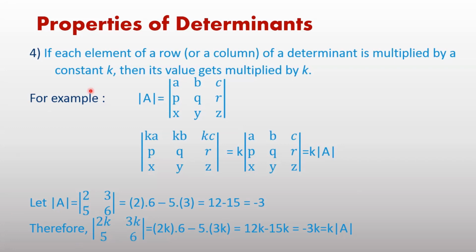It means any row: it may be the first row, second row, third row, first column, second column or third column. You can multiply by any number in any row or any column, or you can also take a number common. That is the fourth property.